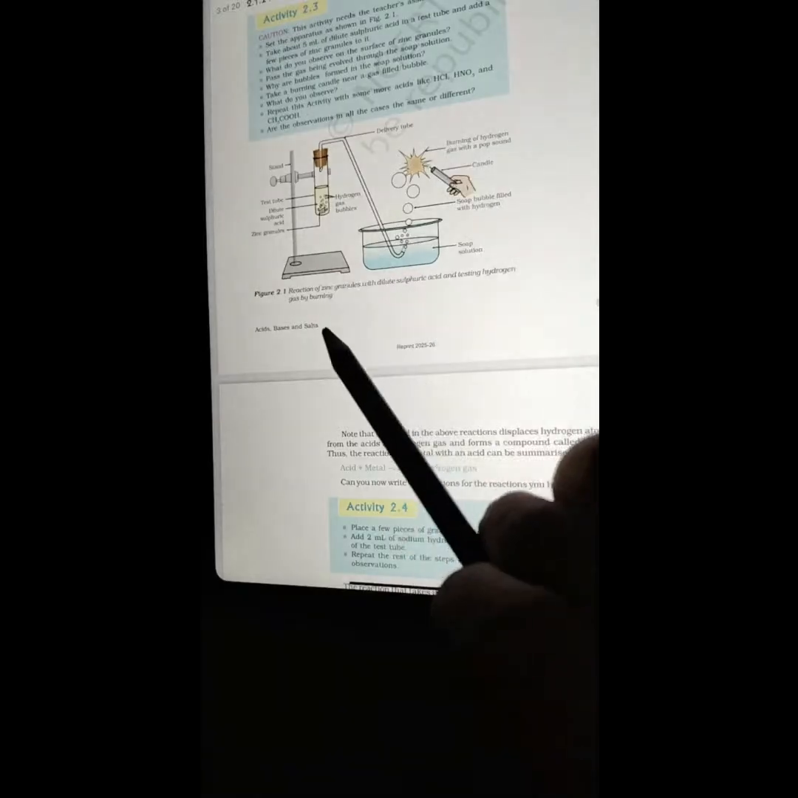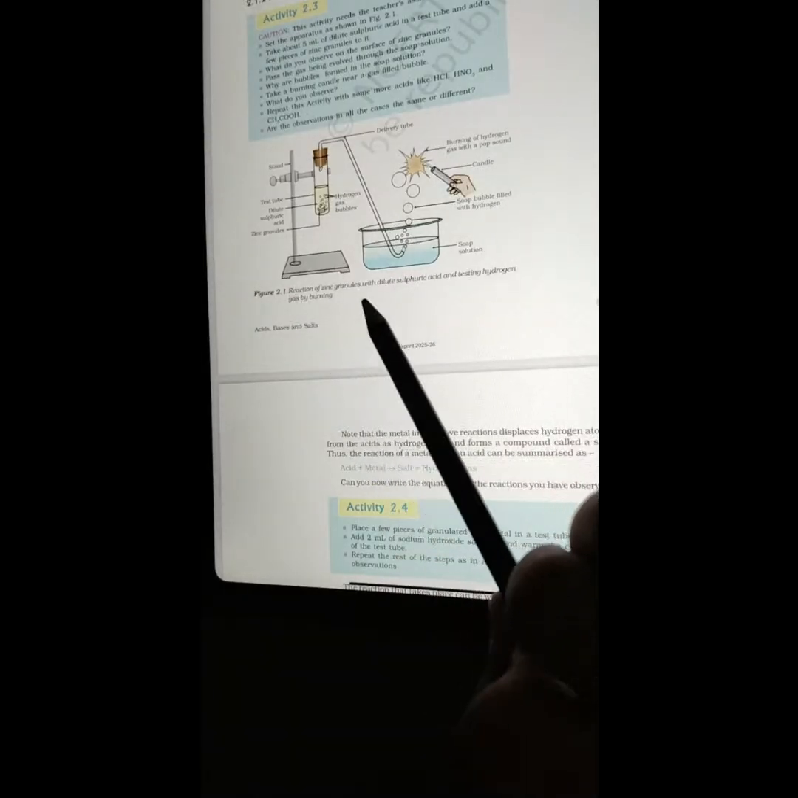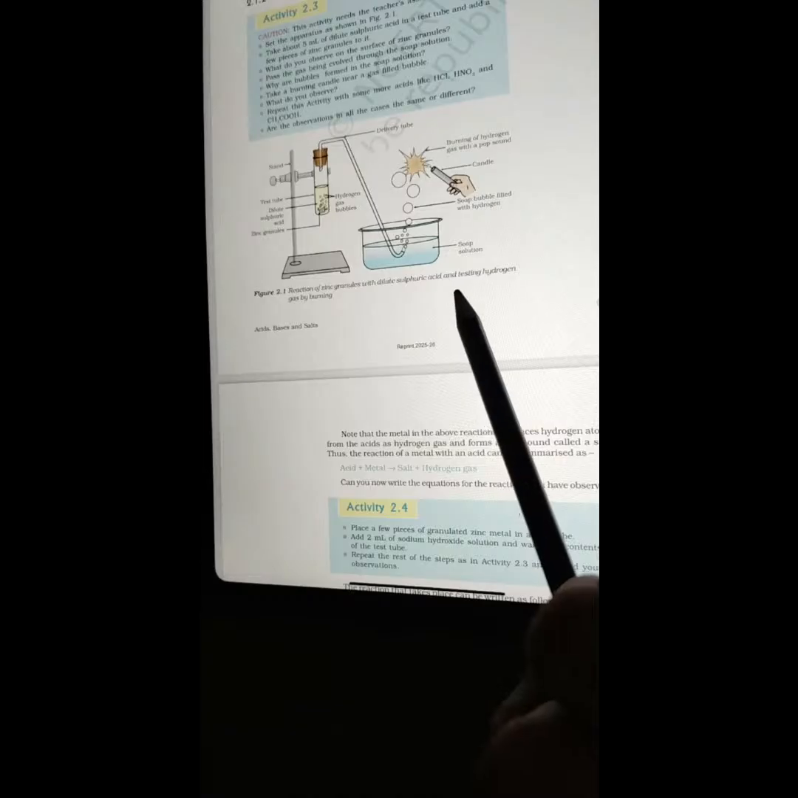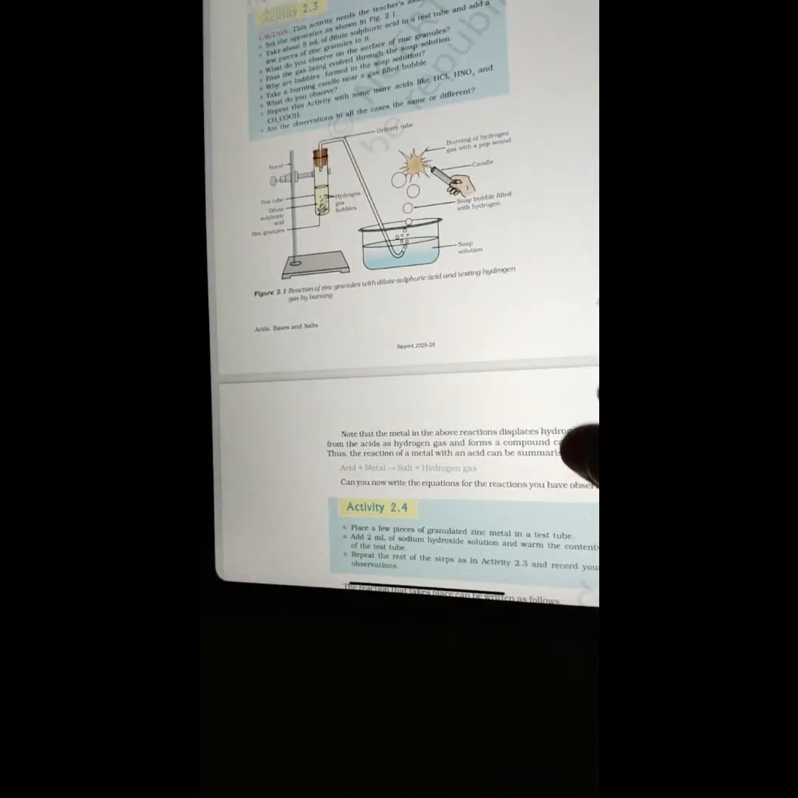So in figure 2.1, they have shown you the reaction of zinc granules with dilute sulfuric acid and testing hydrogen gas by burning.